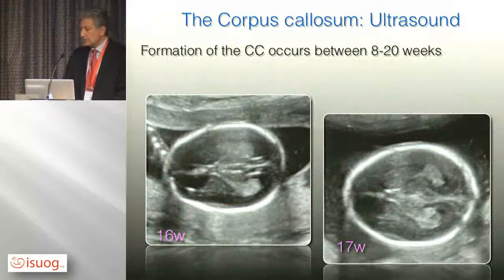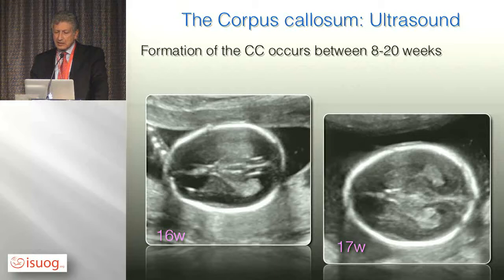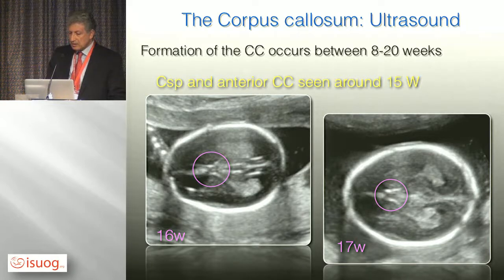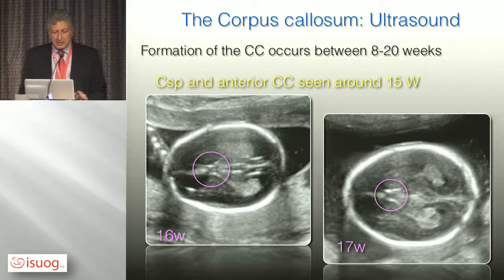When can we start to see the corpus callosum? Actually, it develops between 8 and 20 weeks gestation, but we start seeing it after 15 or 16 weeks, when we start seeing the cavum septi pellucidi. In a way, it is an indirect sign. In general, it's at the time when we perform amniocentesis.